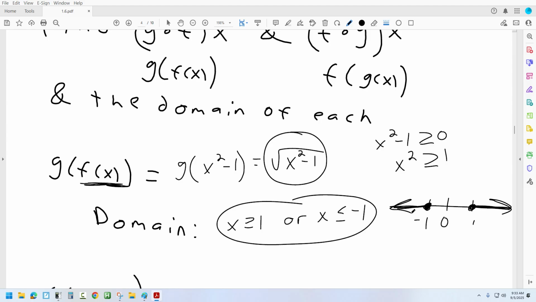Okay, and that was the only restriction in this problem. The inside function was perfectly fine, so we didn't have to worry about any restrictions there, but the composed function did have a problem. Okay, so now we've taken care of that.